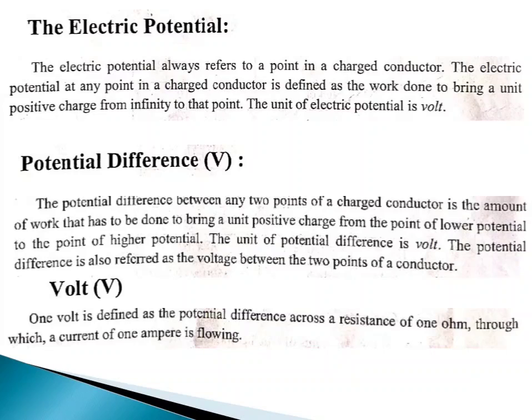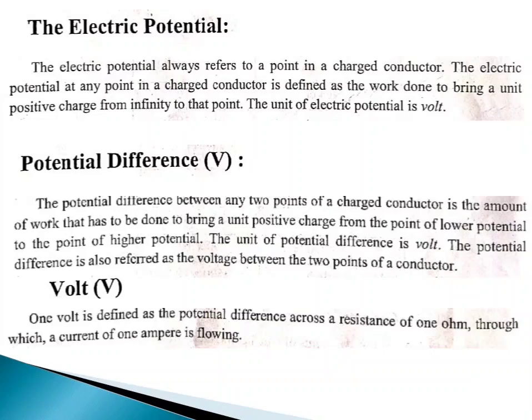Okay, so what do you mean by potential difference now? Potential difference is the amount of work that has to be done to bring a unit positive charge from the point of lower potential to the higher potential. This is called the potential difference. The unit of the potential difference is again the volt. This is also named as the voltage between the two points of the conductor, from one end to the other end.